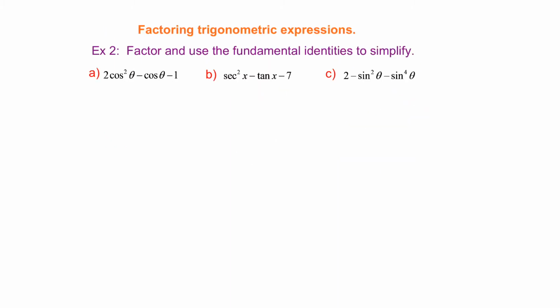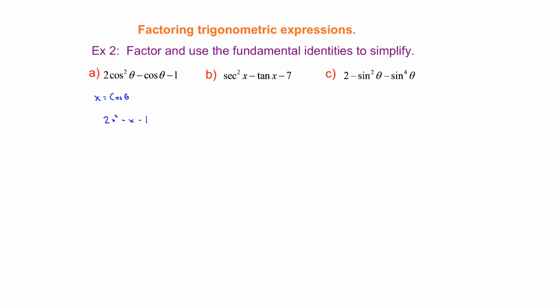All right, on this one, we're going to work on factoring and using the fundamental identities to simplify when we can. So if you notice on A, you got 2 cosine squared of theta minus cosine of theta minus 1. You can leave it in that form, or if you want, you can rewrite it by saying that x is going to be equal to cosine of theta. And this will just help rewrite the quadratic in a more familiar way. That would give us 2x squared minus x minus 1.